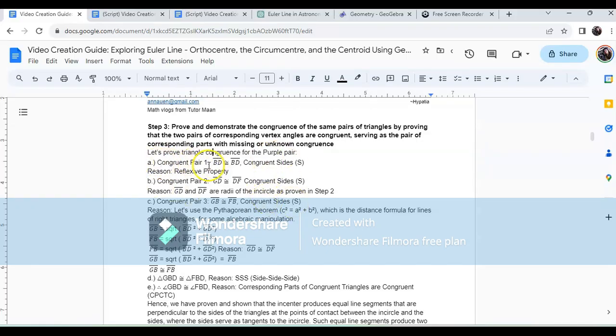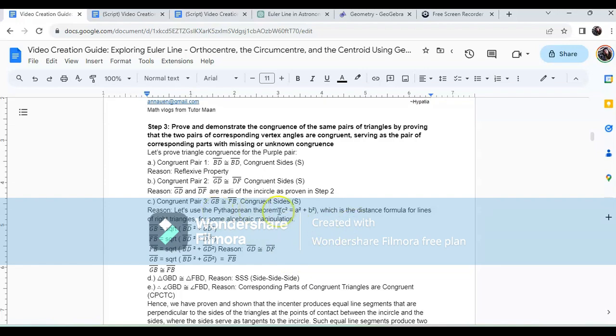So congruent pair number 1, again we have side BD is congruent with side BD. Reflexive property. Then congruent pair number 2, side GD is equal to side DF, right? Because side GD and side DF are radii of the incircle as proven in step number 2. Then finally, congruent pair number 3, side GB is equal to side FB. So we have congruent sides.